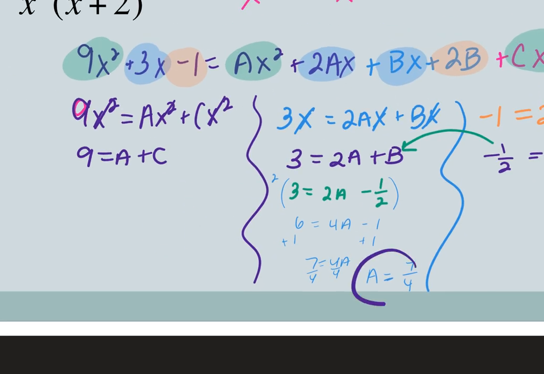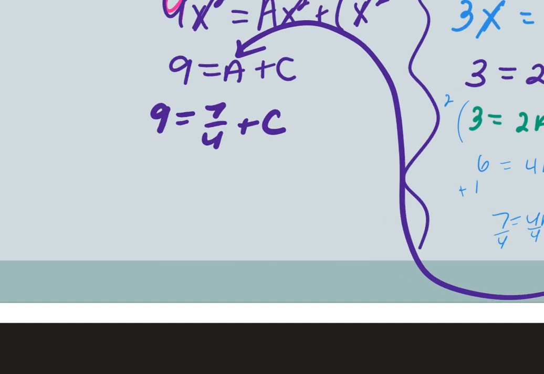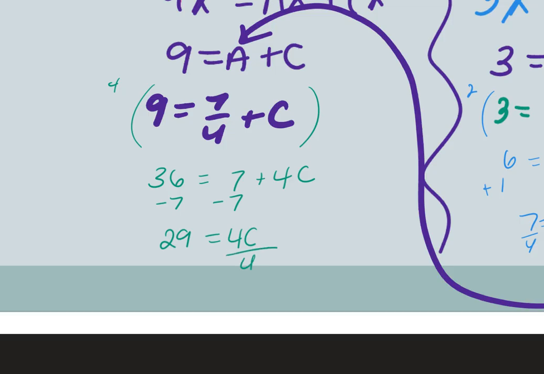Now I'm going to take the 7/4 and plug it in to the a. So 9 equals 7/4 plus c. And again, I can multiply everything by 4 to get rid of the fraction. Or I could do 9, which would turn into 36/4 minus 7/4. How you do it is up to you. But if I multiply by 4, I get 36 equals 7 plus 4c. Subtract the 7, 29 equals 4c. Divide by 4. And c equals 29/4.